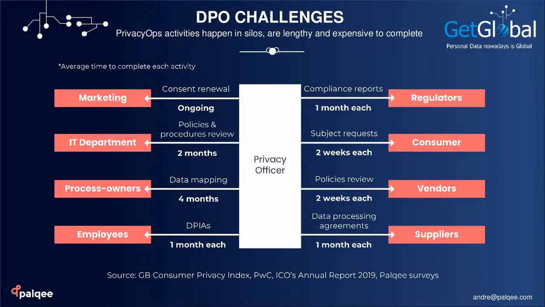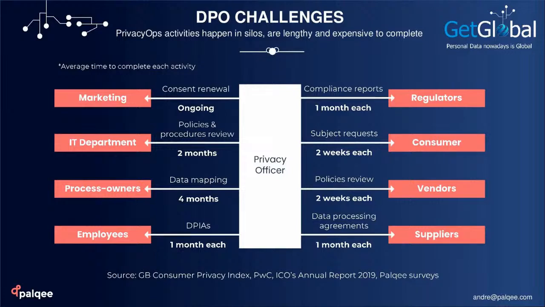Second one is the IT department. You have to be in constant connection with the IT department to review policies and procedures of any new software they implement, of any new partner they bring on board. You also have to be in constant connection with process owners to understand if there is a new process in the business, if there's a new system, if a new intern joined the business. So it also requires a lot of time and effort to do.